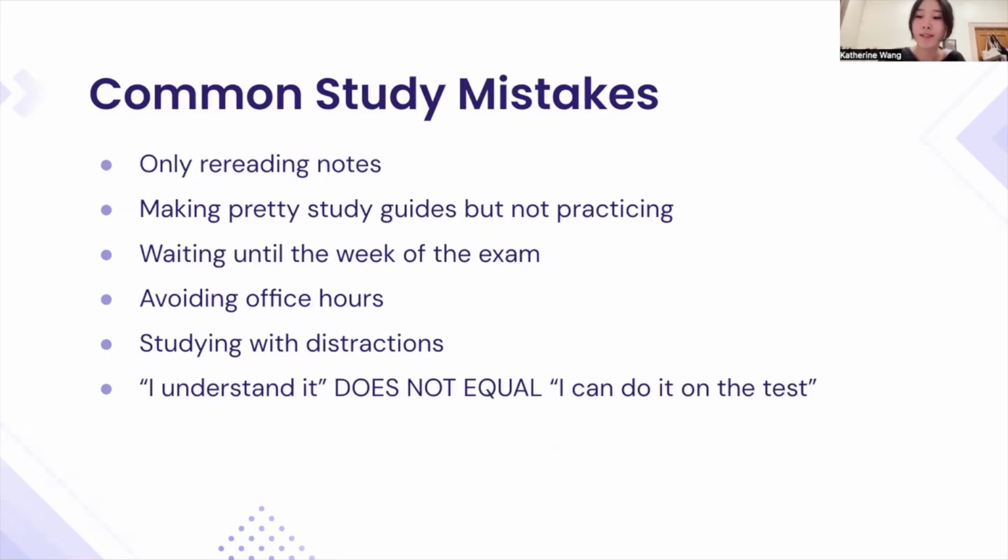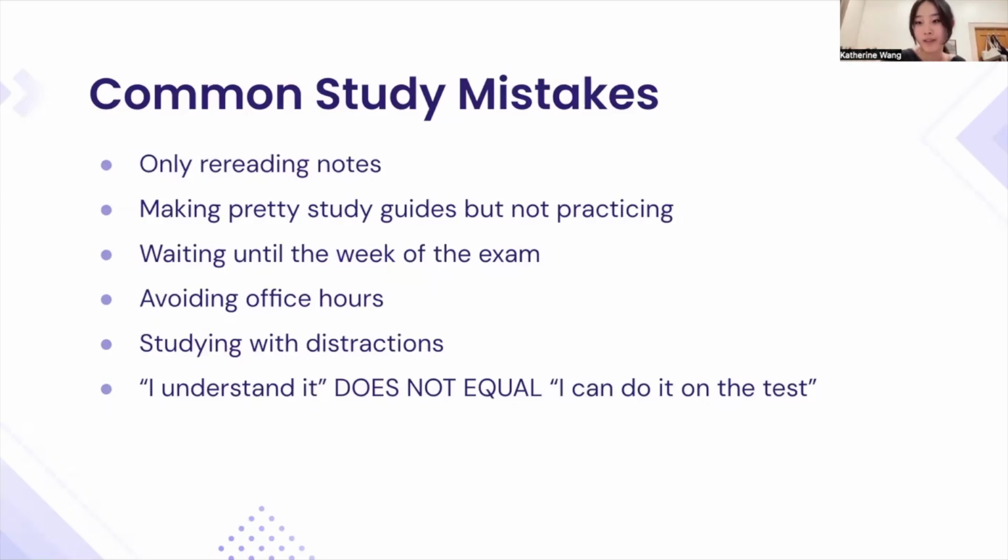Some common study mistakes that I have experienced throughout my time here is only rereading my notes. I used to only do passive recall, and this past year, I found that active recall is definitely much quicker and saves so much time for remembering concepts. So don't just reread your notes, try to redo practice questions or actively test yourself on them. Also, making pretty study guides but not practicing. Like for the chem mechanisms review sheet, you don't want to just make it once and then forget about it. You should constantly be reviewing it every single day.